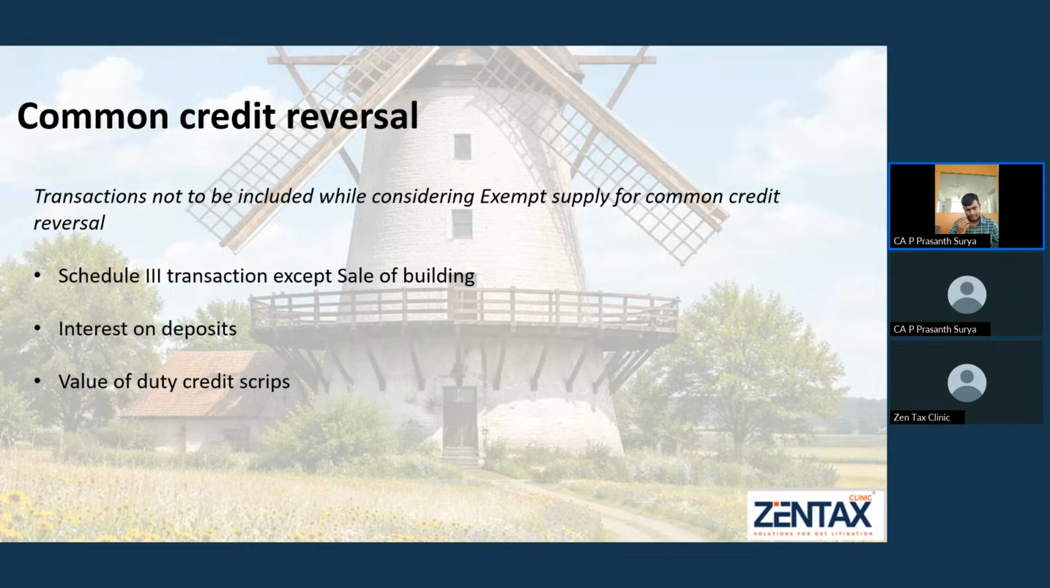Predominantly, we see many taxpayers have interest on deposits. So if exempt supply is shown, we need not straight away do the common credit reversal. Please check what the exempt supply is that we should include in the common credit reversal, and then proceed to do the reversal under Section 17, subsection 2.